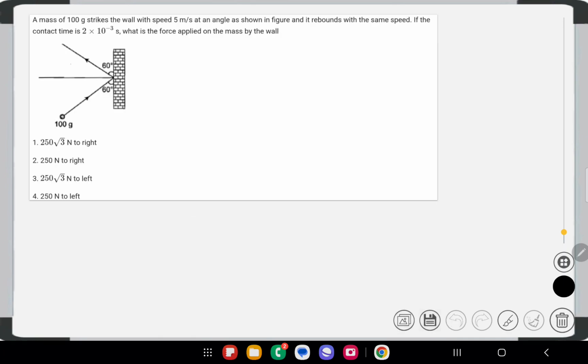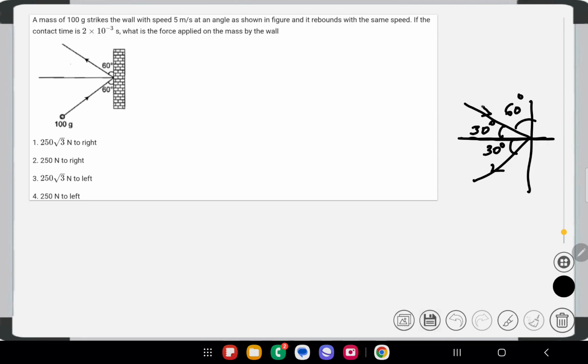This is the next question. A mass of 100 gram strikes the wall with a speed 5 meters per second at an angle as shown in the figure. It rebounds with the same speed. If the contact time is 2 into 10 raised to minus 3 seconds, what is the force applied on the mass by the wall? On the wall, a ball strikes and rebounds. From the figure, we get this angle is 60 degree. So the angle made by the velocity with the normal to the wall is 30 degree. Both angles are 30 degree.